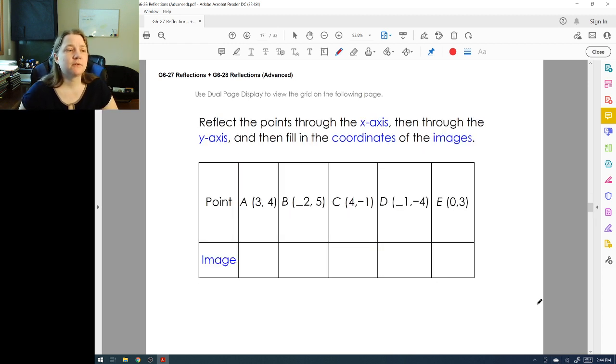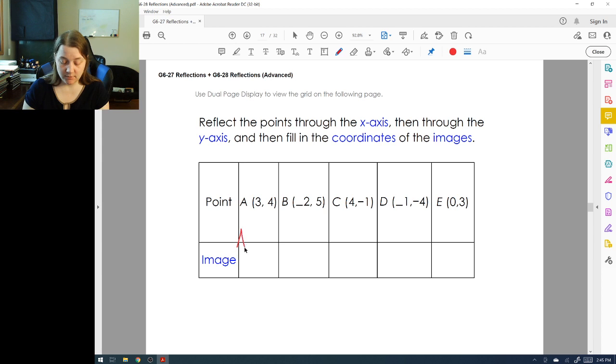So they want us to reflect these points across the x-axis, then across the y-axis, and then to fill in the coordinates of the images. If I'm going to reflect something across the x-axis, I have to change the y number. If I'm going to reflect something across the y-axis, I have to change the x number. So in order to change both of those, we're going to change both signs.